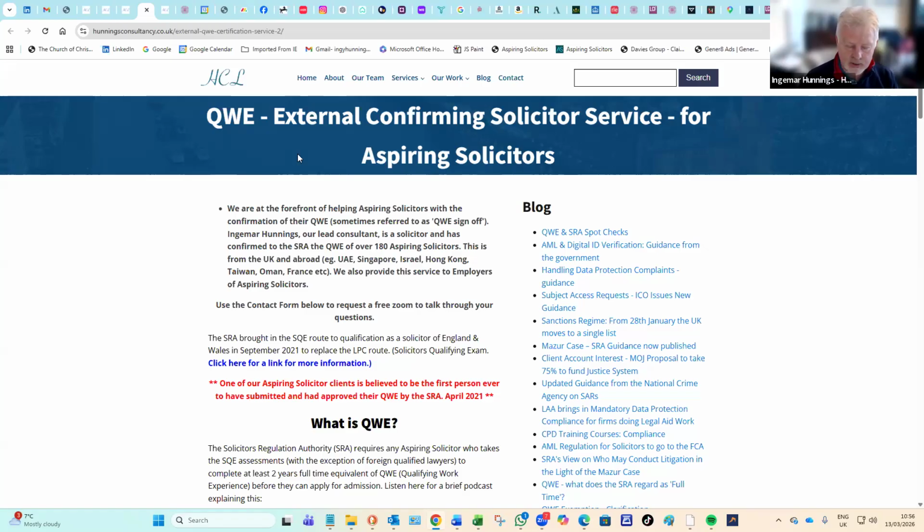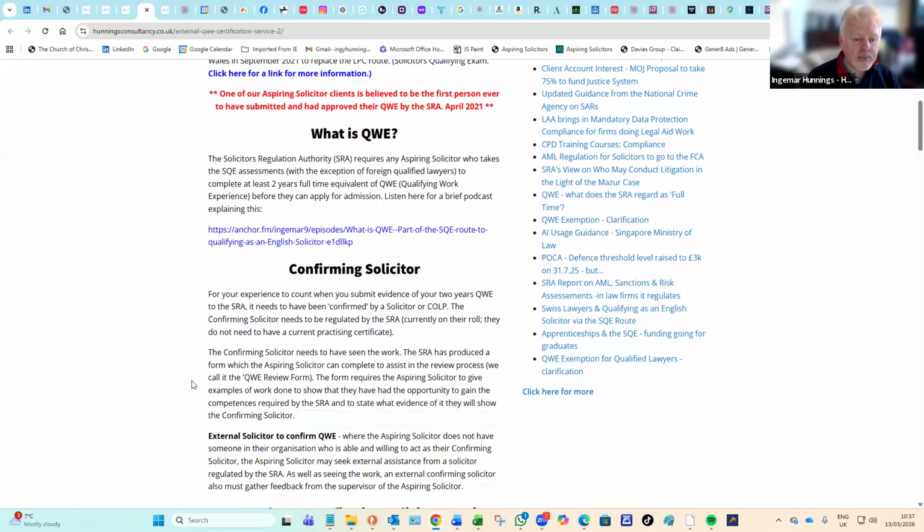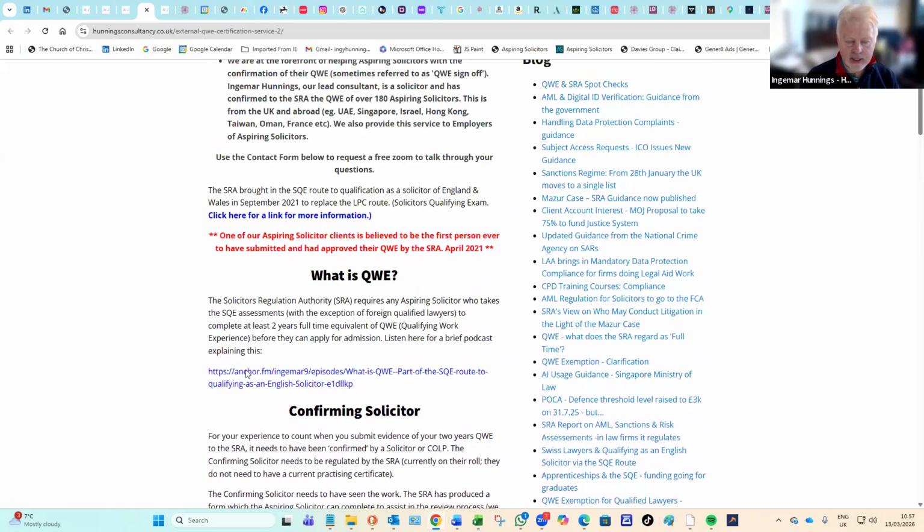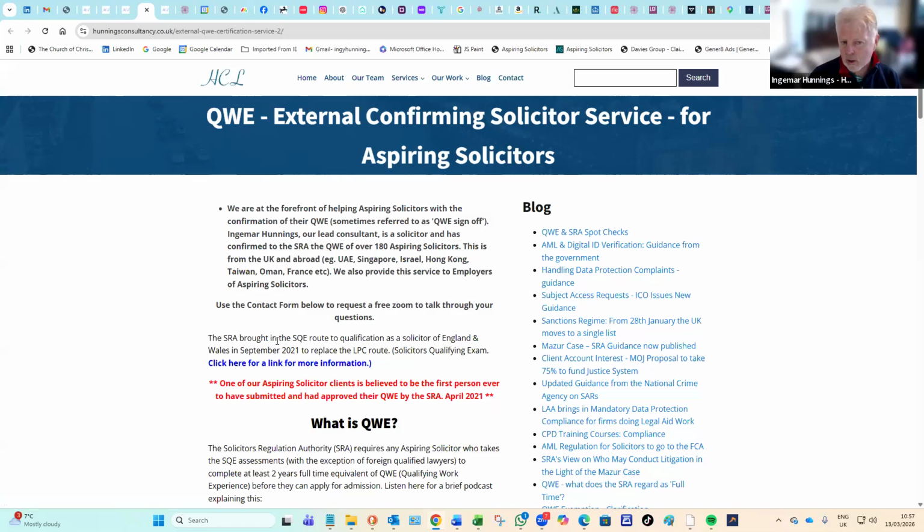As an external confirming solicitor, I have to do more than if you were just working, say, in my law firm. When I'm on the SRA website, and it's me that makes the decision as to whether what you've done is QWE, the SRA require me to confirm that I have reviewed your work, which means obviously seeing the work, which I do via a Zoom call or a Teams call with the work staying on your computer.